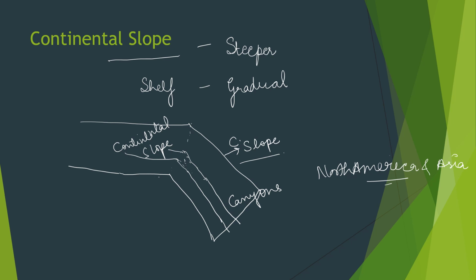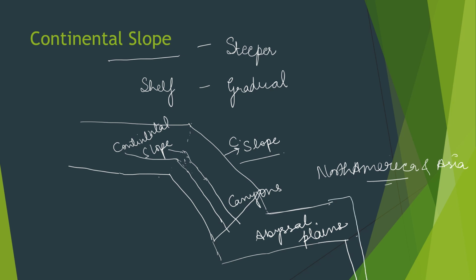Next one we have is abyssal plains. After reaching the flat surface down at the ocean floor, we have abyssal plains, which are flat surfaces. Below the abyssal plains, we have the trenches, a deeper surface. The slope will be steeper than the continental slope. These are the trenches.